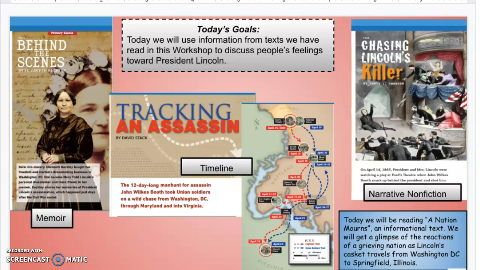And if you notice in the bottom corner, today we will be reading an informational text. It's called A Nation Mourns. We will get a glimpse of the reactions of a grieving nation as Lincoln's casket travels from Washington, D.C. to his final resting place in Springfield, Illinois.